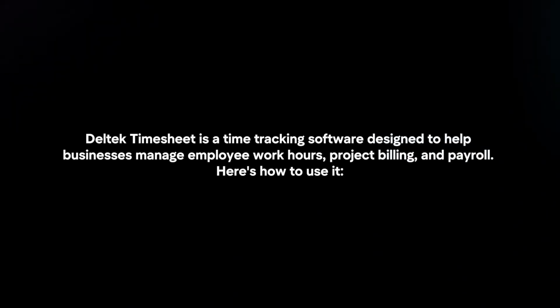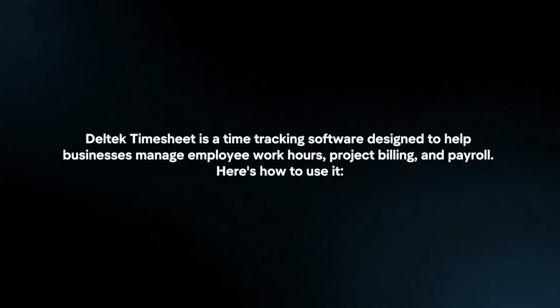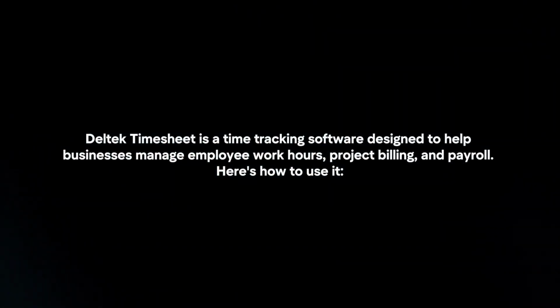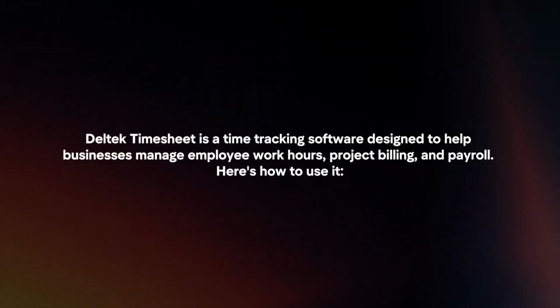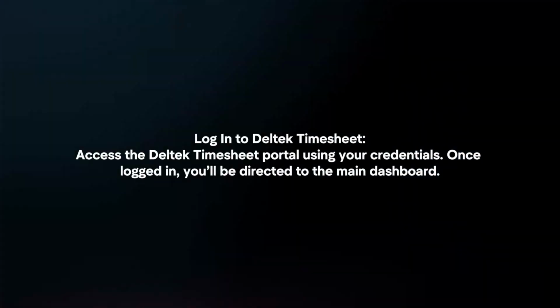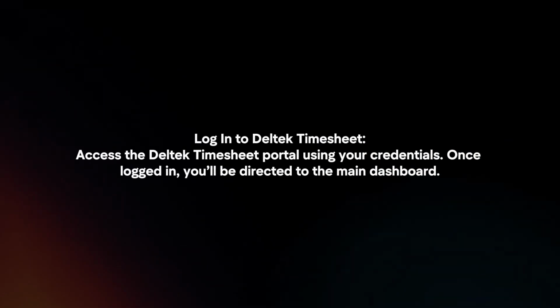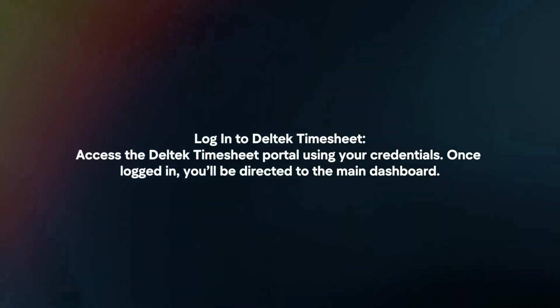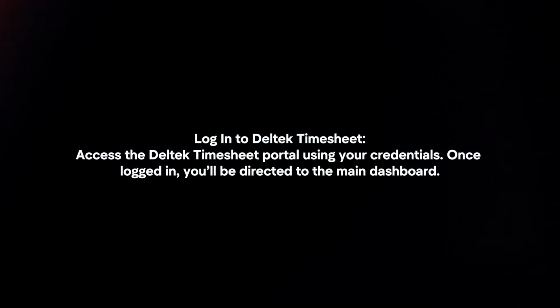Deltek Timesheet is a time tracking software designed to help businesses manage employee work hours, project billing, and payroll. Here's how to use it. Log into Deltek Timesheet. Access the Deltek Timesheet portal using your credentials. Once logged in, you'll be directed to the main dashboard.